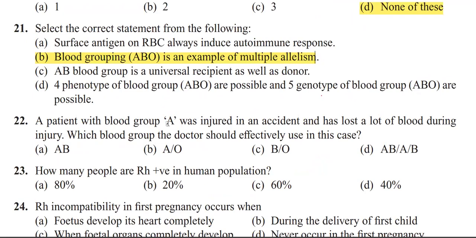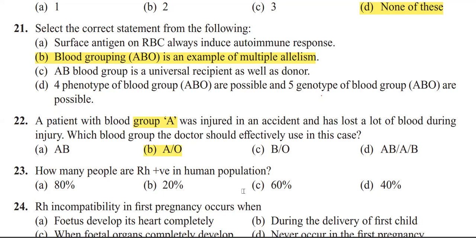A patient with blood group A was injured in an accident and has lost a lot of blood during injury. Which blood group should the doctor effectively use in this case? So when a person's blood group is known, what are the blood group donors for A? AB, A and O, B or O, AB, A and B. So A or O.